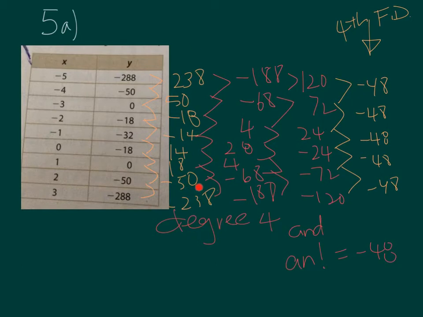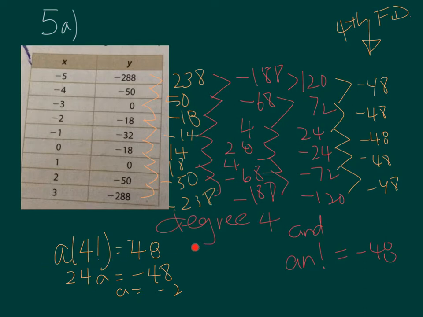But using our first differences, and then our second differences, and third differences, we can see that the fourth differences are equivalent. So that means that it is definitely degree 4. We also know from our formula that the lead coefficient a times n factorial equals -48, and n is the degree. So the degree is 4, so n is 4. I put it in here and I get 4 factorial. 4 factorial is 4 times 3 times 2 times 1, which gives me 24, times the a, equals -48. And then a, the leading coefficient, is -2.